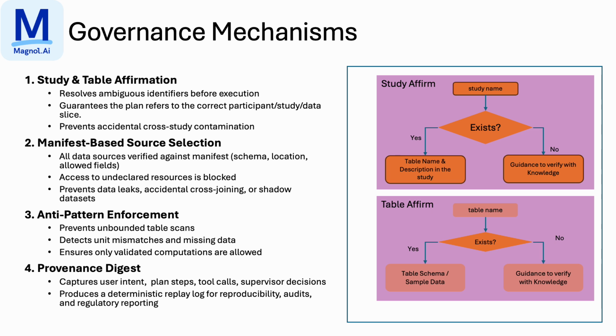Manifest-based source selection. All data sources are checked against a manifest, which defines schema, location, and allowed fields. This blocks access to undeclared resources and prevents data leaks or unauthorized joins.